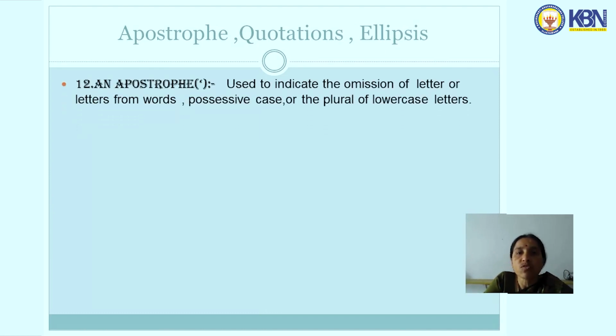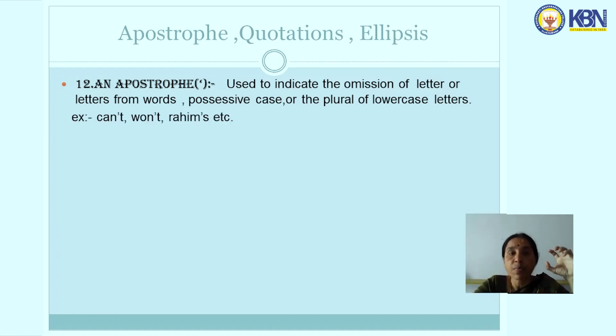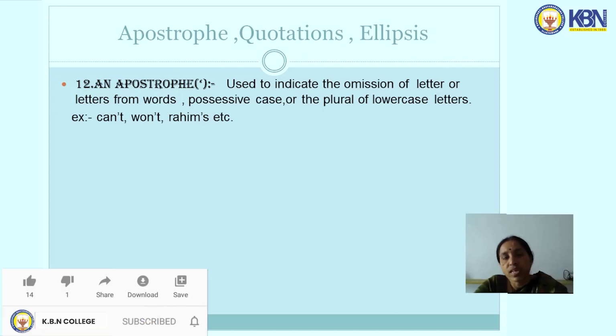Now you have apostrophe, quotation and ellipsis. Apostrophe is used when you are omitting a letter. For example, when you say isn't it, instead of writing N-O-T, you remove the letter O, so you use the apostrophe. Cannot is written as can't, will not as won't, etc. It is also used to express the possessive case. For example, Rahim's bag, the bag belongs to Rahim.